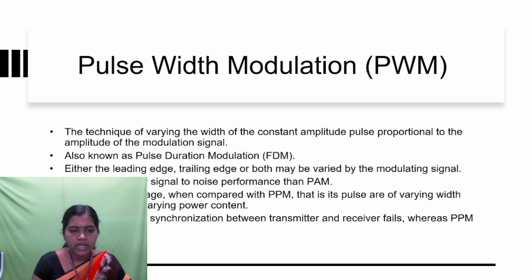Pulse width modulation gives better signal to noise performance when compared with pulse amplitude modulation, and similarly it has an advantage when compared with pulse position modulation also, that is, the pulses are of varying width and therefore of varying power content. So PWM has a better advantage. PWM still works if synchronization between transmitter and receiver fails, whereas PPM does not.